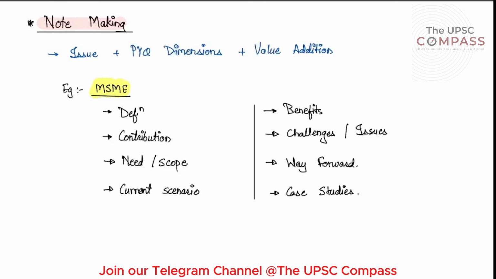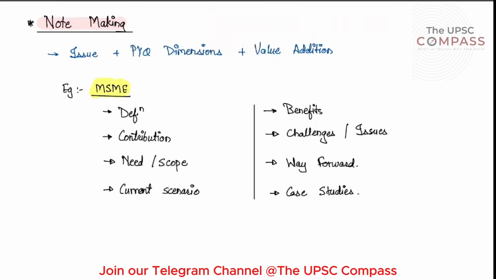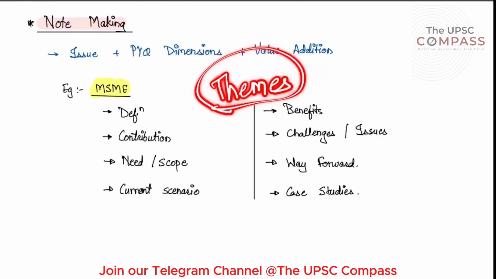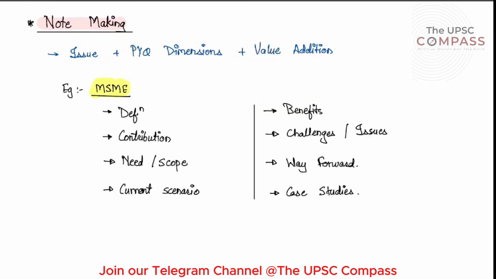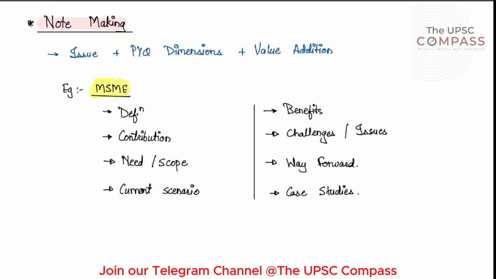The first and foremost thing to do for economics is to build conceptual clarity. Once you have conceptual clarity, this part majorly is done through your prelims preparation. Once you have the conceptual clarity, you shift to recognizing the themes on which you need to prepare notes. Once you recognize these themes, you need to go on to note making, and while making these notes, you should have a good idea about the issue or the theme at hand, what all dimensions have been asked in the previous year questions, and a good amount of value addition in your notes.